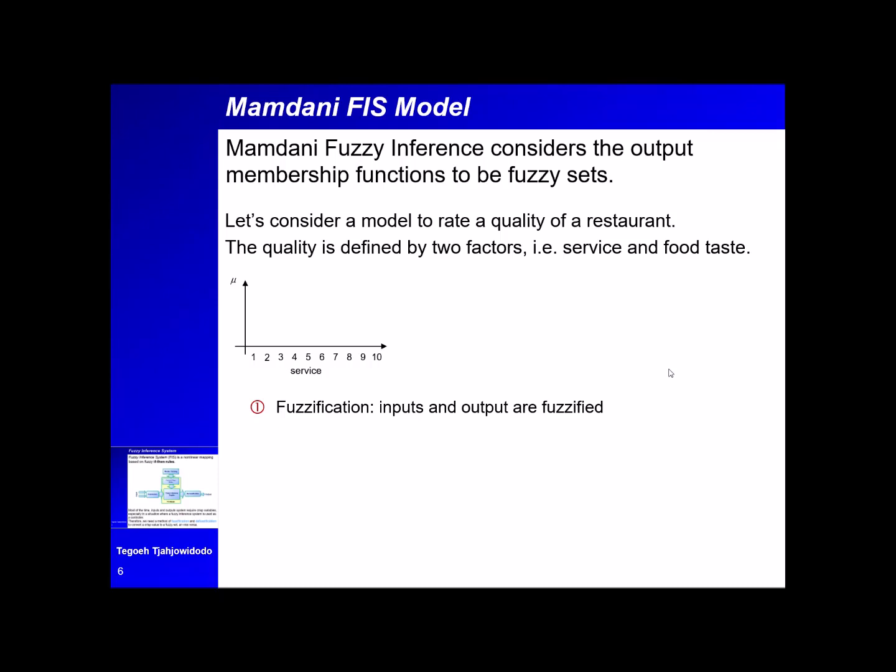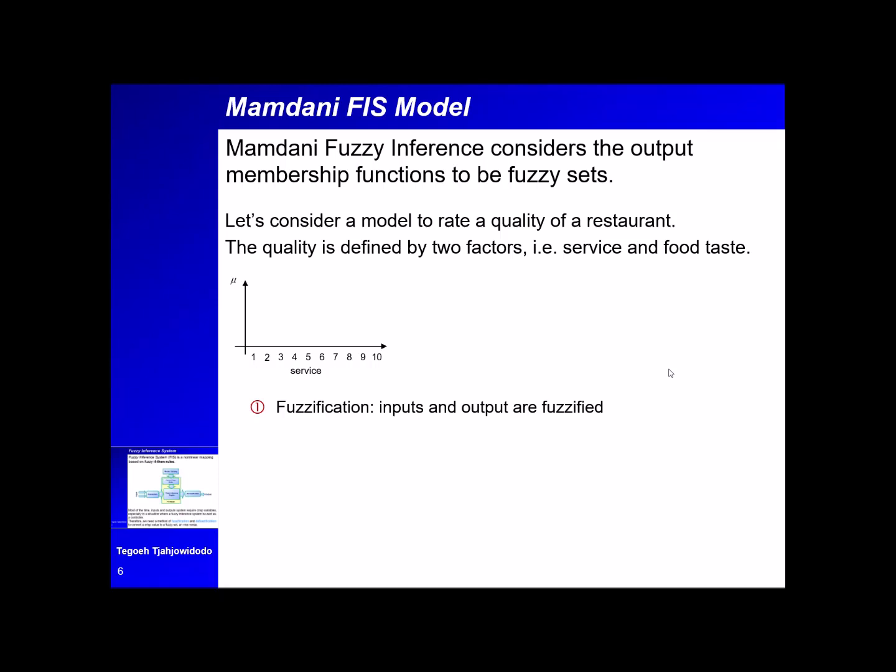If the service is very good, they can deliver my order very fast, the waiters are nice and the restaurant is clean, I will probably give a grade of 10 for the service. Otherwise, I will give a grade of 1. So I will have a crisp scale for the service input from 1 to 10. But this is not what FIS wants as an input. FIS needs a fuzzy language.